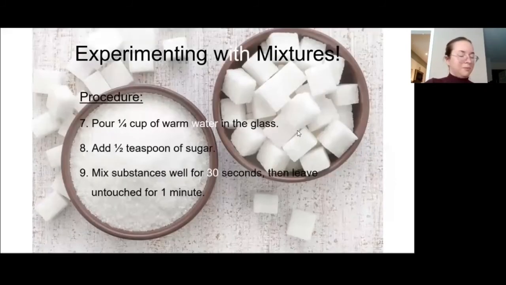Our next experiment, we can now go get our warm tap water. Okay? So we'll just be pouring half a teaspoon of sugar into the water. And then once we've done this, and when we've gotten our 30 seconds and our minute left, so just pause the video to do that.